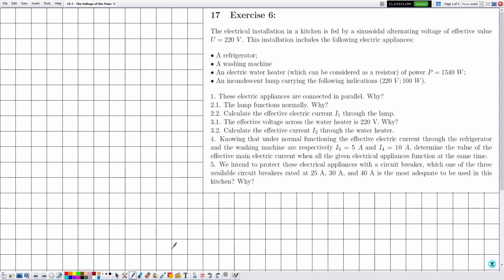Okay, hello everyone, in a new video. So we have reached part 4 of chapter 7, which is the chapter of the voltage of the mains in the second unit of electricity. And in this one we'll complete solving the exercises related to this chapter.